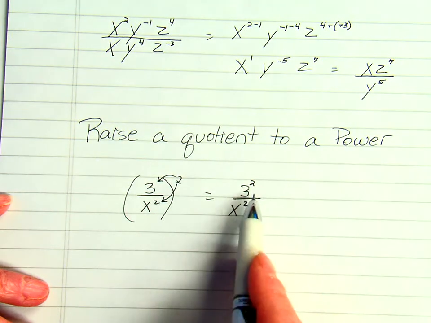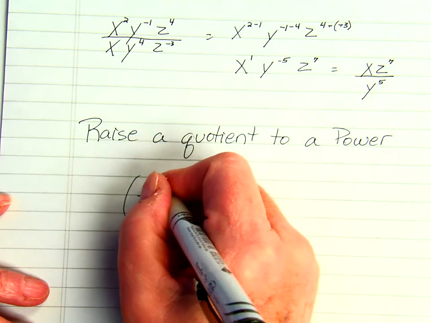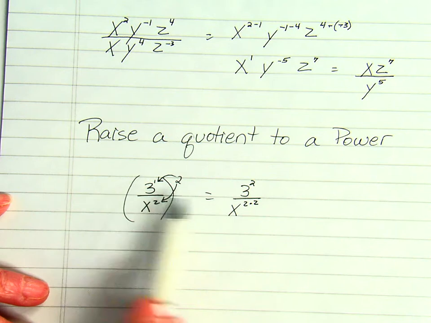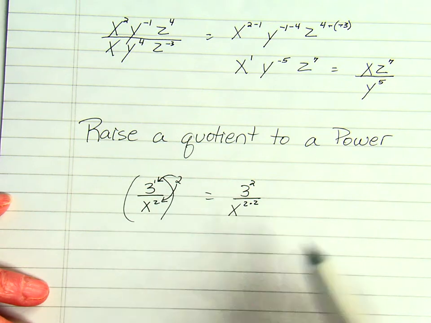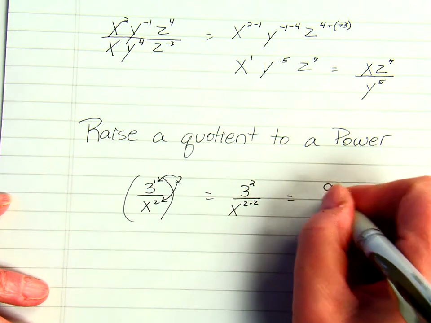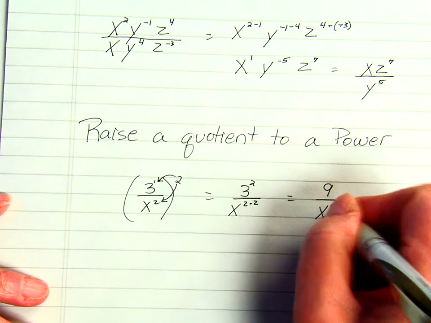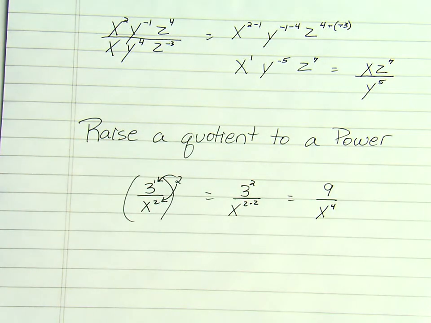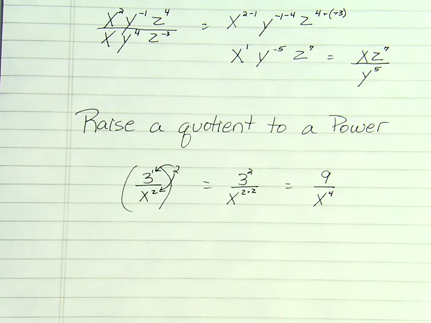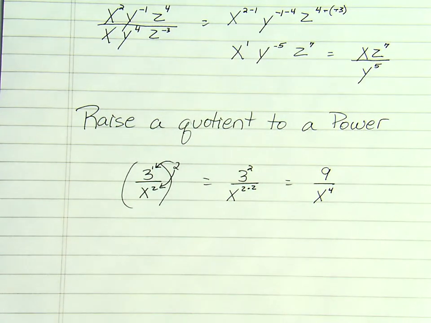And the reason this is 3 squared is this 3 has an exponent of 1, and that's 2 times 1, and then 2 times 2. So this will equal 9 over x to the 4th. So basically, just like with the products, we are distributing that exponent to both parts of that quotient.